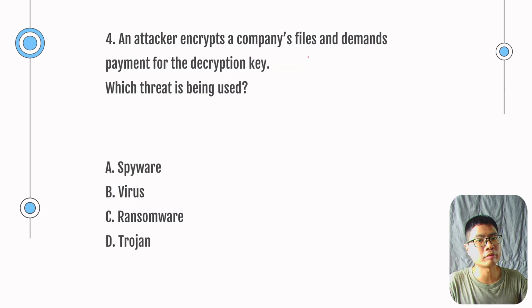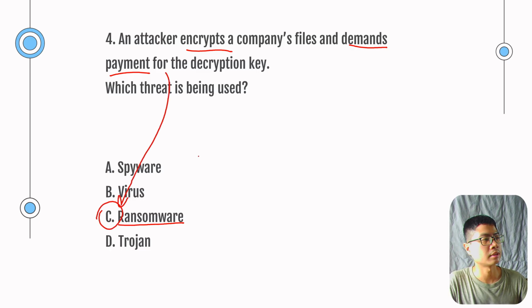Okay, moving on to question 4. An attacker encrypts a company file and demands payment for the decryption key. Which threat is being used here? So this is ransomware, so you are encrypting it, and then you are demanding payment, so you are demanding a ransom. So this would be C.